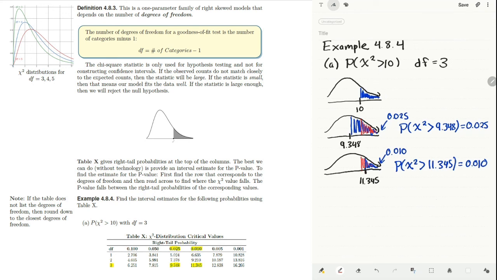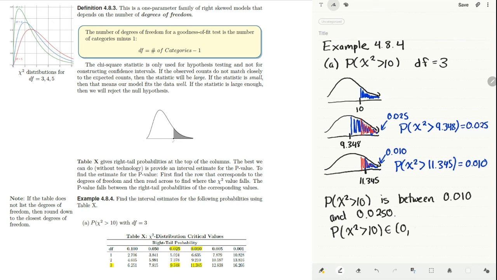Well, from the values given in the table, what we can say is that the area to the right of 10 is between these two areas. So it will be between 0.01 and 0.025. Using math notation, we can write this as the area to the right of 10 is some value between 0.01 and 0.025.